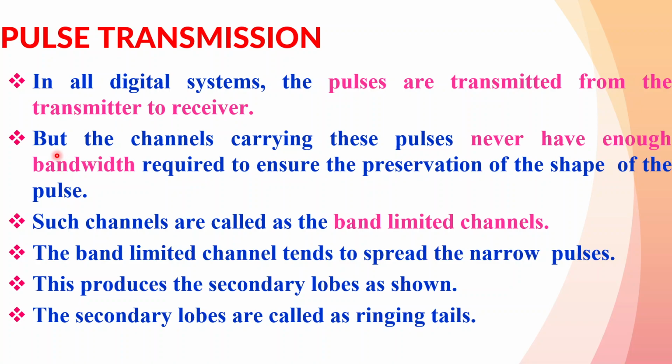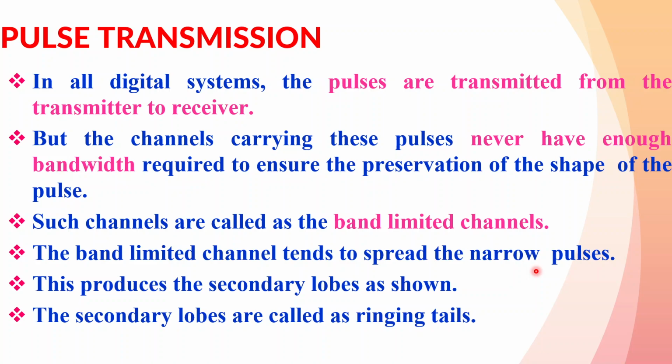If the channels carrying these pulses have enough bandwidth, required to ensure the preservation of the shape of the pulse, fine. If there is not enough bandwidth, then those channels are said to be band limited channels. If it has enough bandwidth, then we can call it an unlimited bandwidth channel. A band limited channel tends to spread the narrow pulses, so the pulse will get spread.